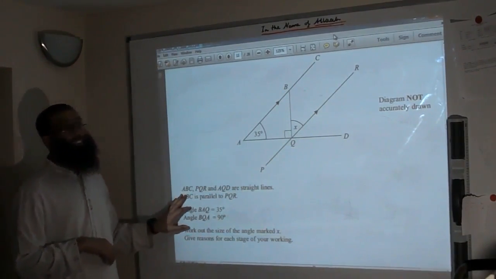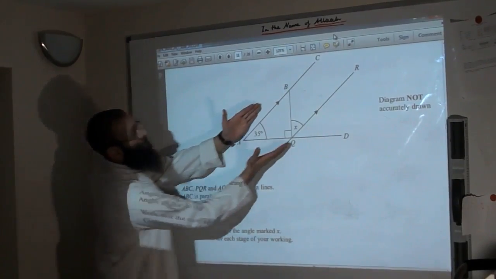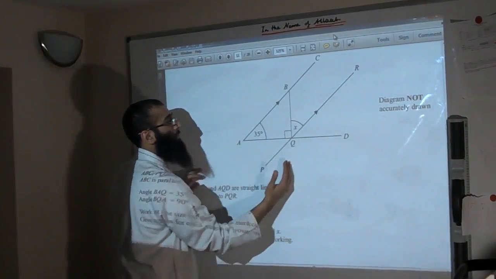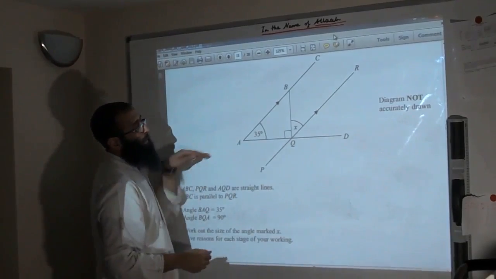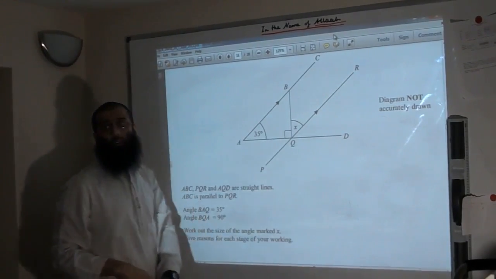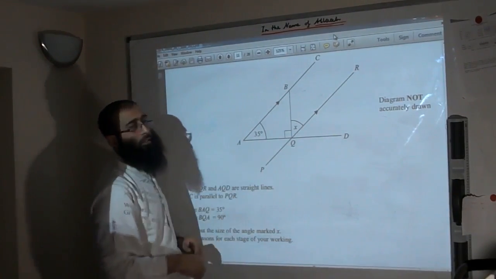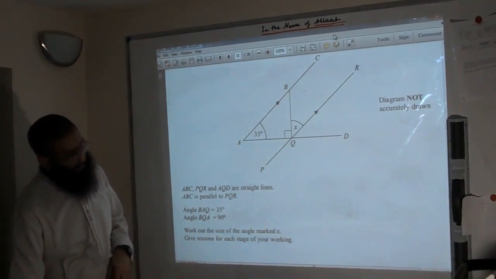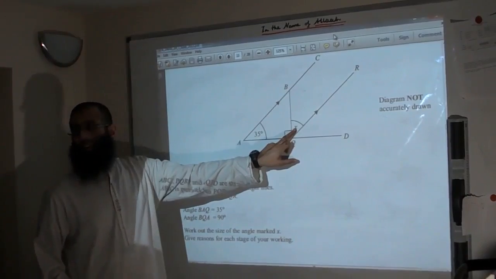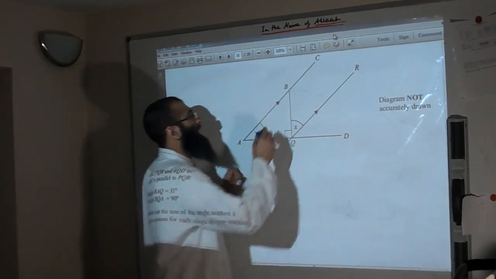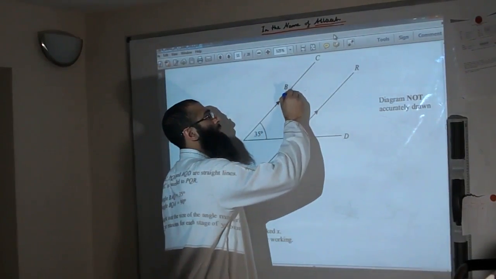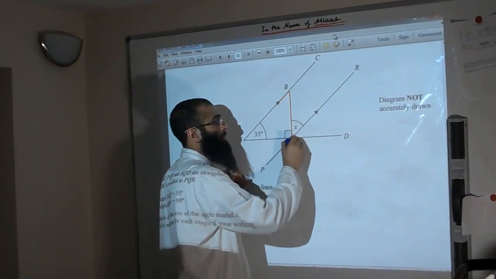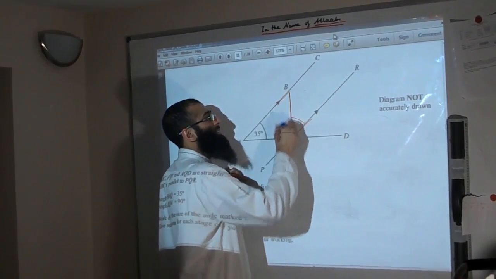Right, okay. Let's have a look at this question. We have our parallel lines here. We have a line going across the parallel lines, and we have another line over here. Now, what happens when you have parallel lines? We get alternate angles and corresponding angles. Now, in order to work out x, what does x correspond with? B. So this angle here is the same as?